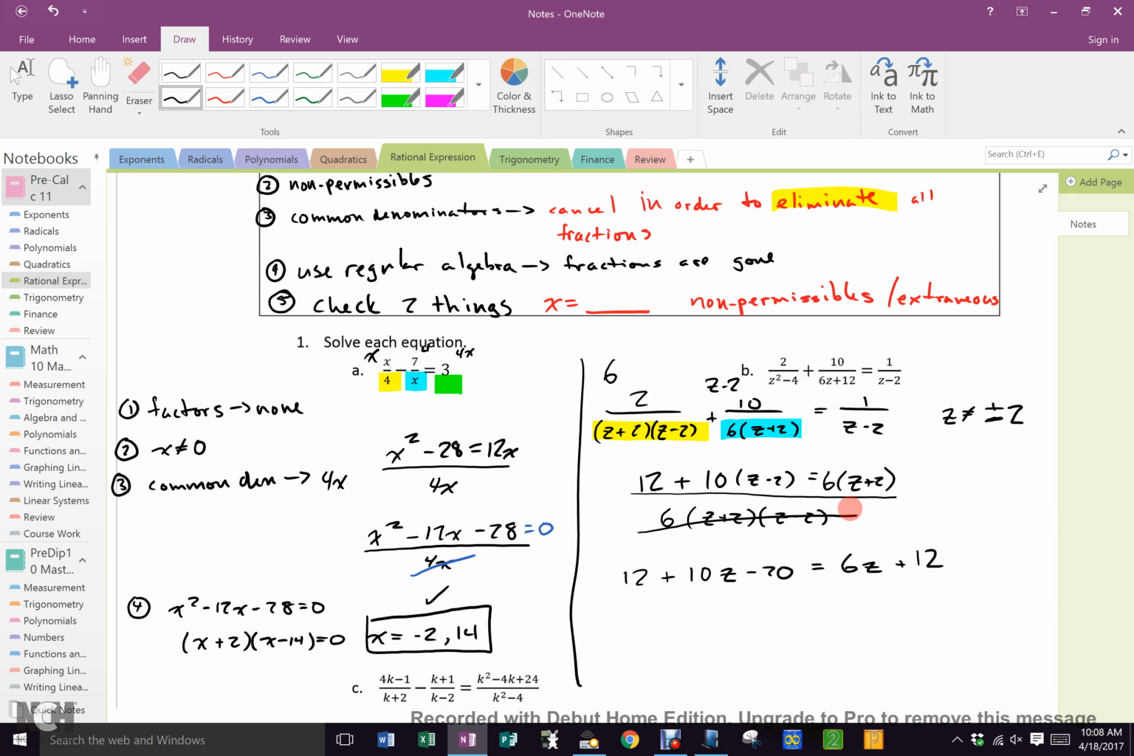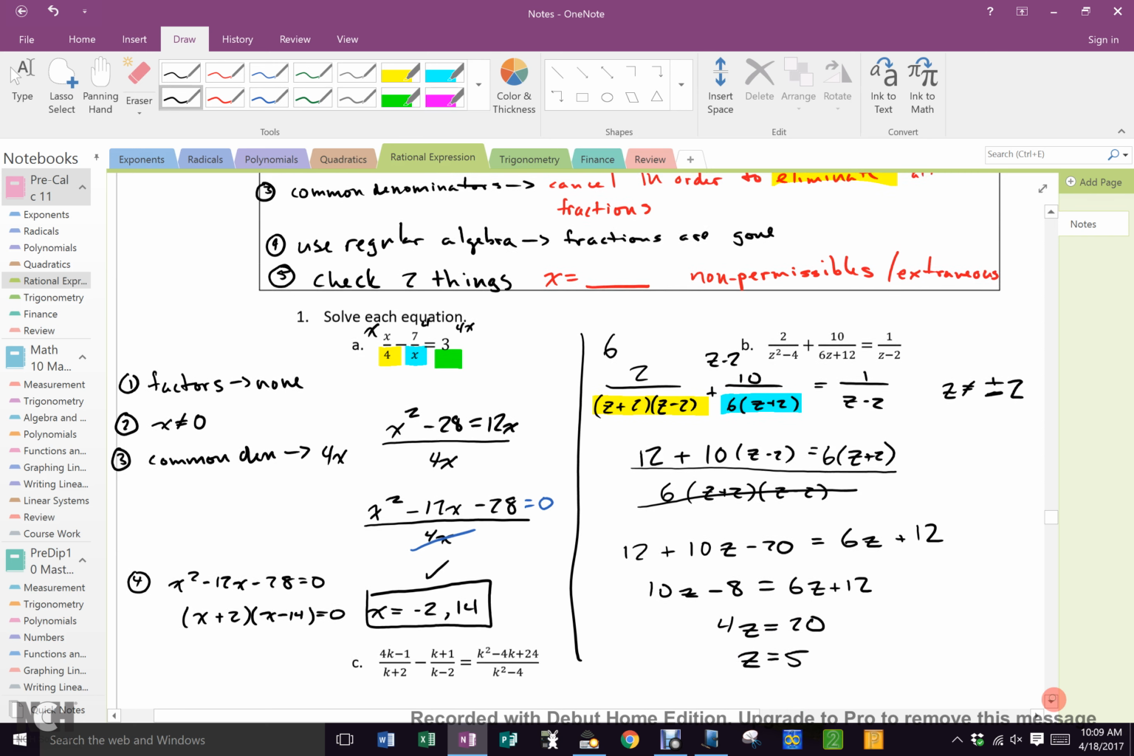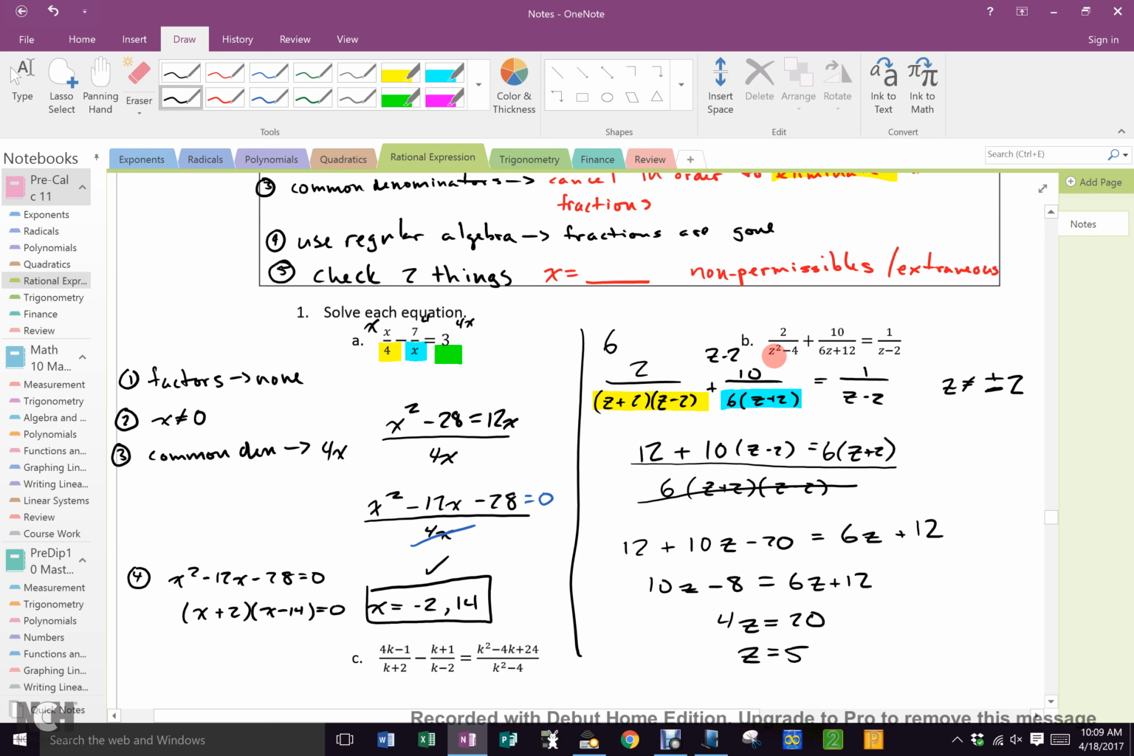We don't need the denominator anymore. Okay? Now, what would you do with this? Algebra. 10z minus 8, yes, equals 6z plus 12. Then we solve. 4z equals 20, and z equals 5. Is that one of our non-permissibles? Nope. And we can check real quick.